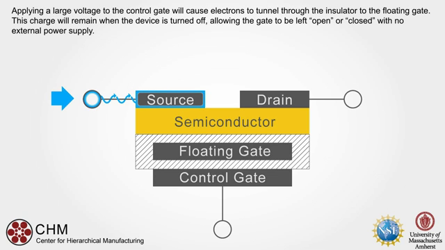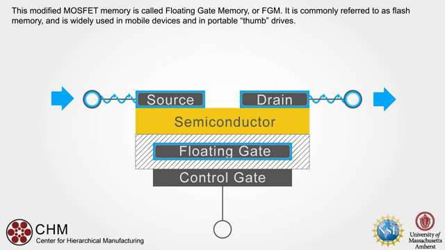Applying a large voltage to the control gate will cause electrons to tunnel through the insulator to the floating gate. The charge will remain when the control gate is turned off, allowing the gate to be left open or closed with no external power supply. This modified MOSFET device is called floating gate memory, or FGM.